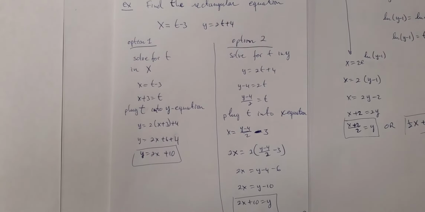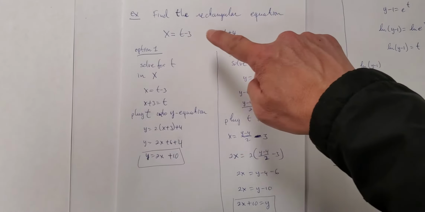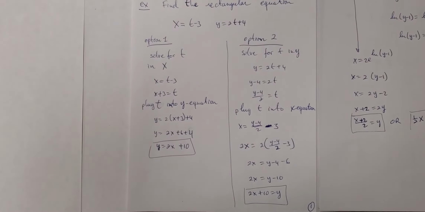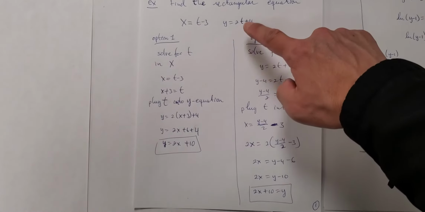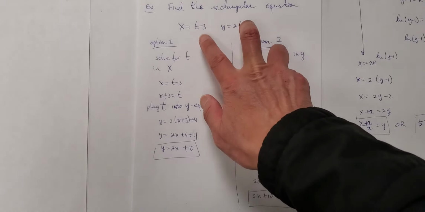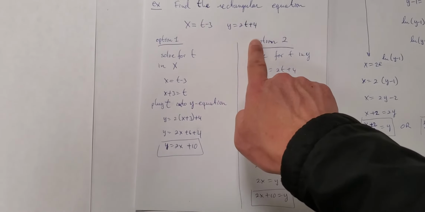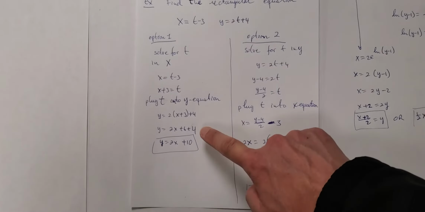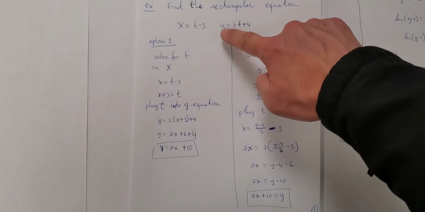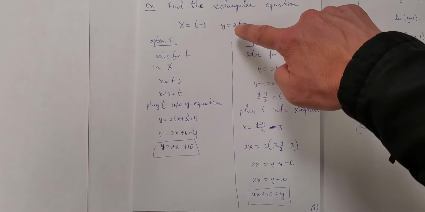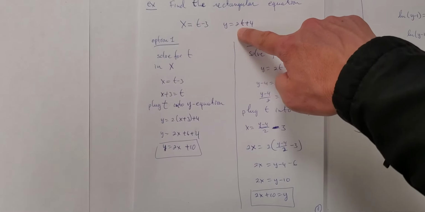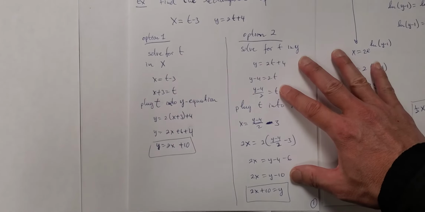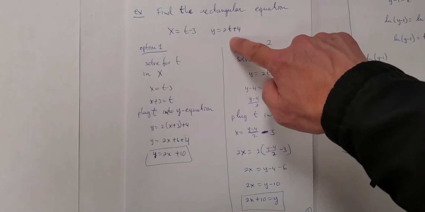Same graph. One more time. These two equations and this equation have the same graph. It's just written differently. This is written based on time. This is just based on x and y. Okay, so that's what parametric equation is. It is based on time.